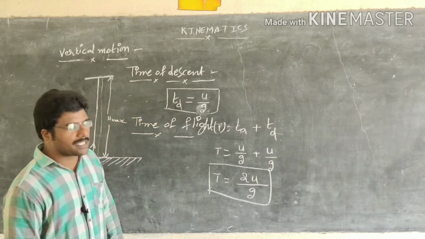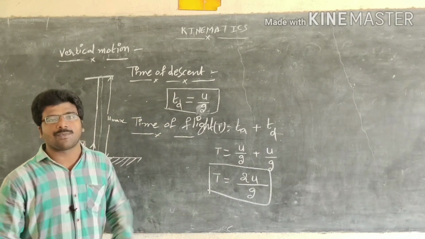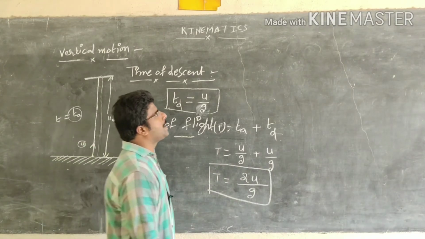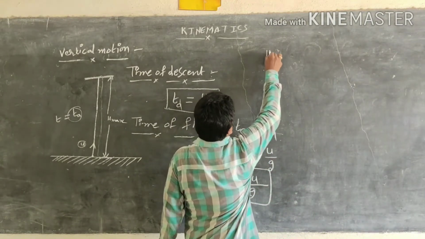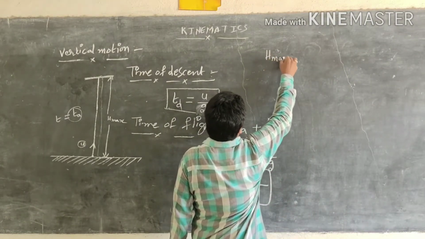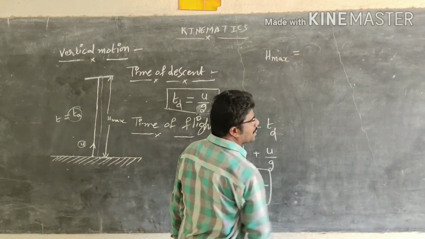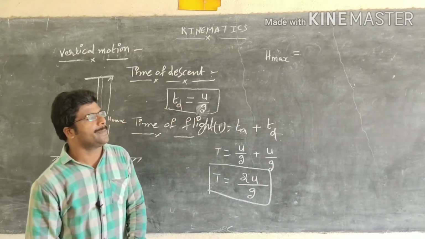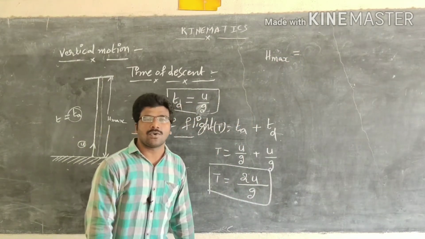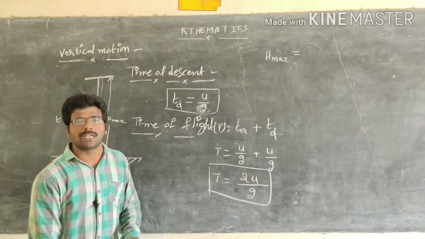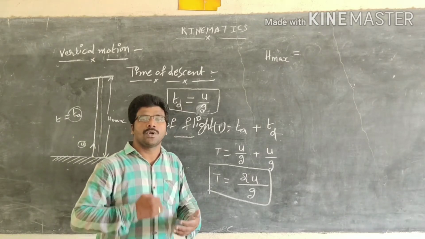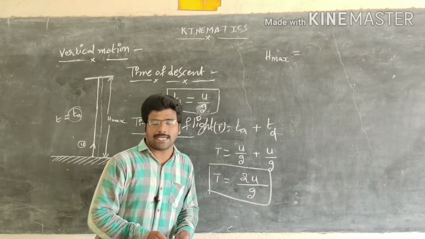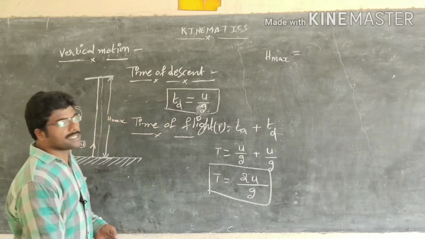And one more parameter we are going to discuss, that is one more formula, maximum height, H max. Now we are going to discuss the formula for maximum height. So what is the formula for maximum height? First of all, we want to know what maximum height is.